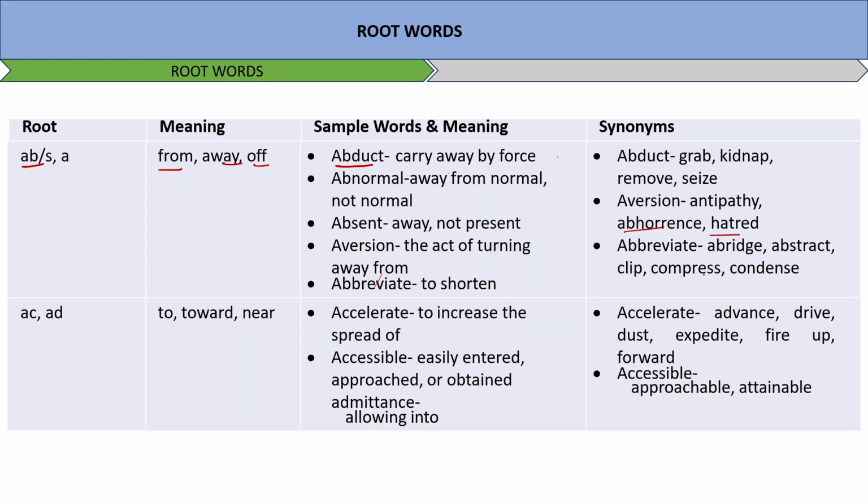Like an abridged version of any novel, any book is basically a short, compressed version of it. Again, now the word AC or AD means to, toward, or near. The meaning is to, toward, near. Accelerate, to increase the speed of. Accessible, easily entered, approached, or obtained. Admittance, allowing into. So the synonyms for accelerate would be advance, drive, dust, expedite, fire up, forward.